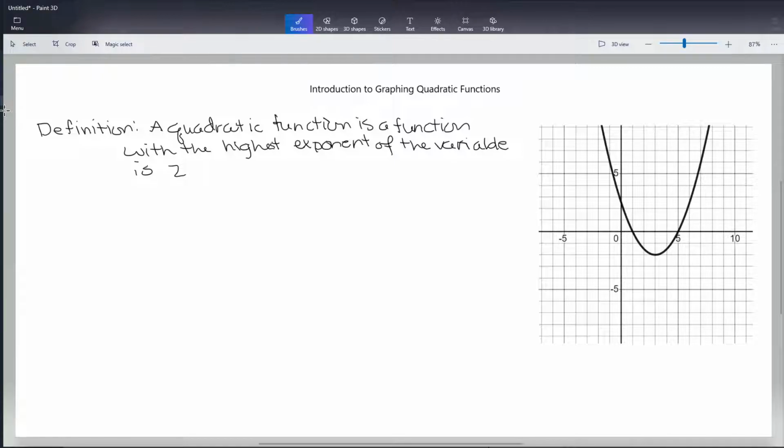Okay, so we know that a quadratic function is a function with the highest exponent of the variable being 2. We know that normally they look like y equals ax squared plus bx plus c, right? They don't always look like this, but this is the standard form.